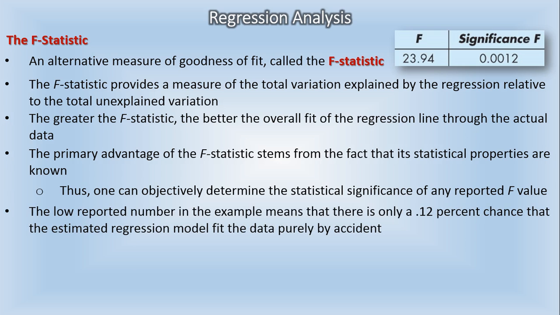Just like you can look at the statistical significance of the coefficient estimates via the t-statistics and the p-values. So the low reported number in the example means that there's only a 12% chance that the estimated regression model fit the data purely by accident. So that's what that statistic is telling us. It's telling us that our F statistic is a valid one, and that the amount of variation we understand it to reflect as far as what's being explained is a valid one. So again, it's just another statistic thrown in there to provide more evidence for the precision of what you have done.